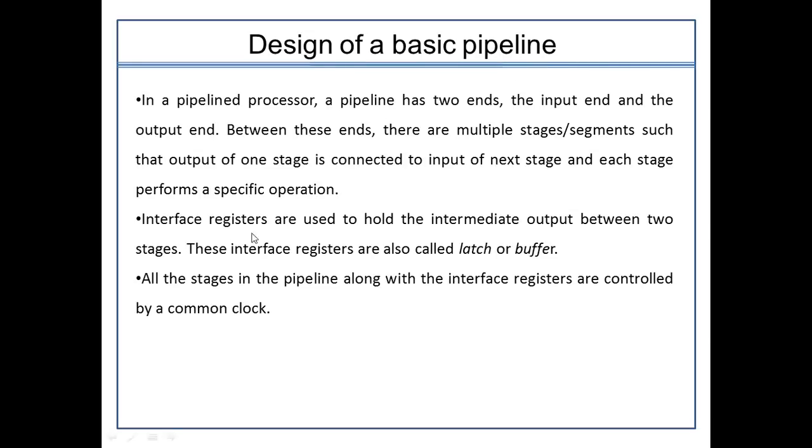So basically, how are we designing the pipeline? In the pipeline processor, there are two ends. One is the input end, from where we are going to start with stage number 1, and the other one is the output end, where we will get the final result. So two ends are always allocated to the pipeline, and between these ends we have the stages, right?